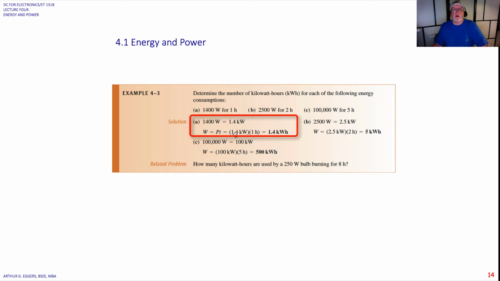So 1,400 watts, 1.4 kilowatts, times 1 hour gives us 1.4 kilowatt hours. 2,500 watts in 2 hours: 2.5 kilowatts times 2 gives us 5 kilowatt hours. And 100,000 watts for 5 hours: 100 kilowatts for 5 hours is 500 kilowatt hours. Okay, so don't get those confused. This is a measure that uses a product, not a quotient.